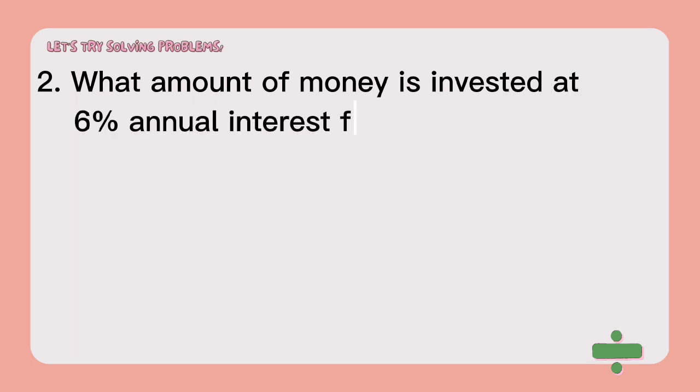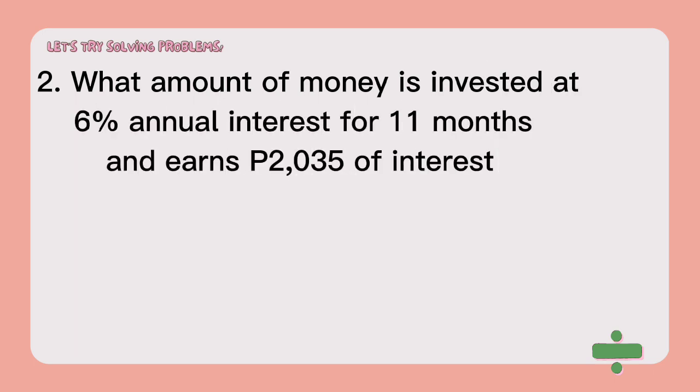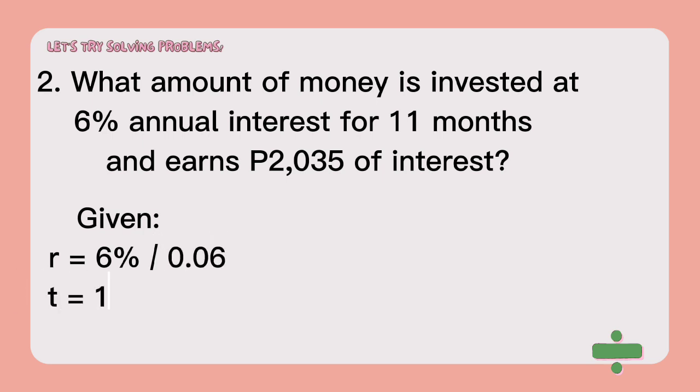Now let's have another example. This time, let's find the principal. What amount of money invested at 6% annual simple interest for 11 months earns 2,035 of interest? Now let's identify all the given in the problem. We have rate 6% and let's convert it into decimal, that is 0.06. We also have time, which is 11 months, and interest, which is 2,035.